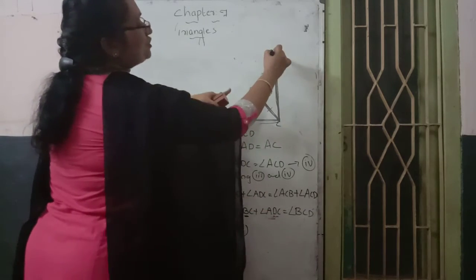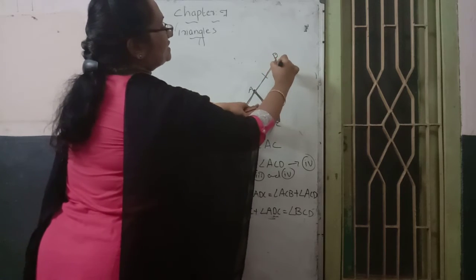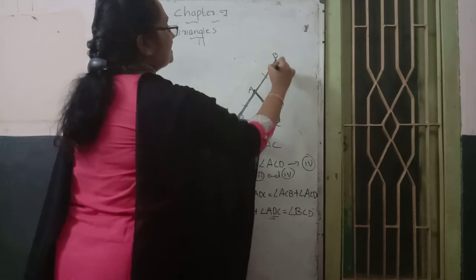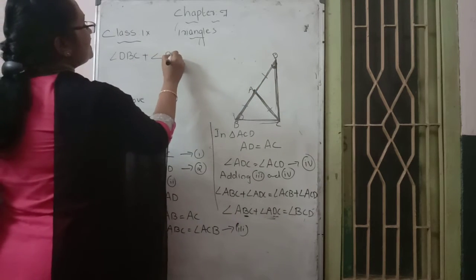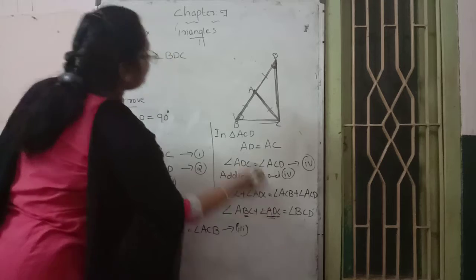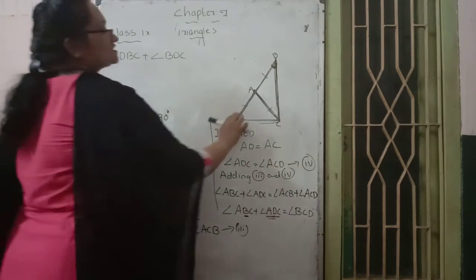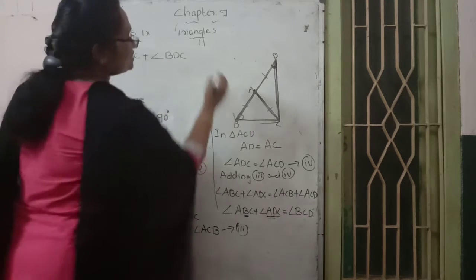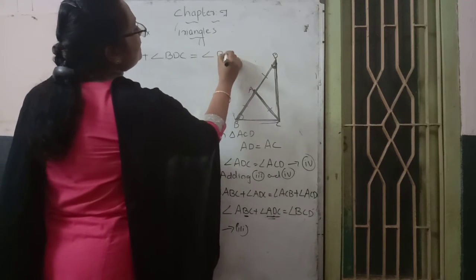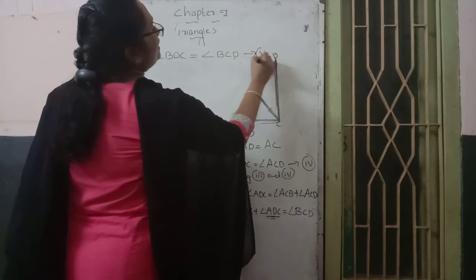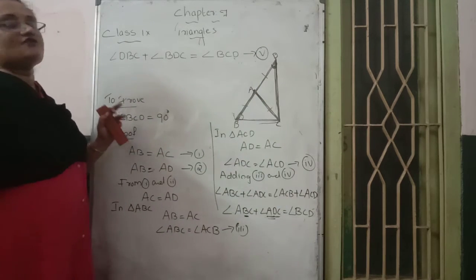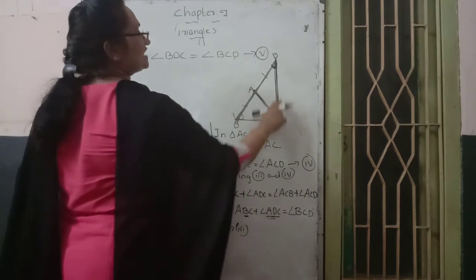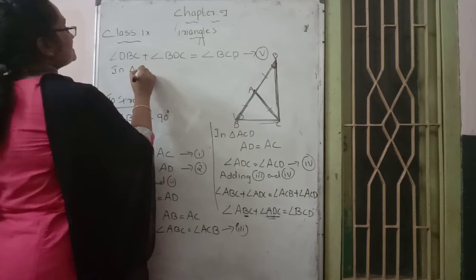So with respect to the big triangle, the angle at vertex D is BDC. Instead of ADC we can write BDC. That is equal to the right side angle BCD. There you mark a new equation, equation number 4. Then next we consider our big triangle, the third triangle, BDC.